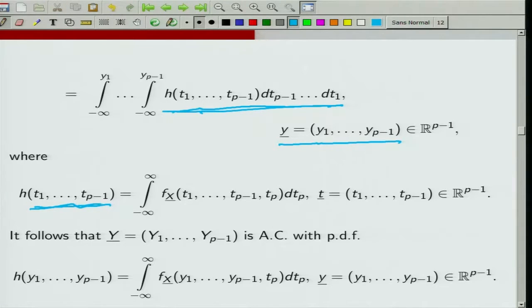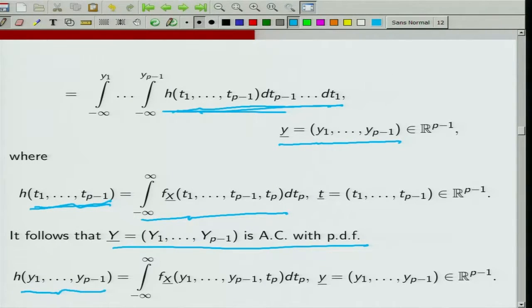So, h(t_1, t_2, ..., t_{p-1}) is nothing but the integral from minus infinity to infinity of f_X(t_1, t_2, ..., t_{p-1}, t_p) dt_p. So, what does it prove? It proves that the distribution function of (y_1, y_2, ..., y_{p-1}) can be written as a definite integral of this function. That means (y_1, ..., y_{p-1}) is absolutely continuous, and its PDF is nothing but h(t_1, ..., t_{p-1}), or I am writing that as h(y_1, ..., y_{p-1}), which is the same as the integral from minus infinity to infinity of f_X(y_1, ..., y_{p-1}, t_p) dt_p.